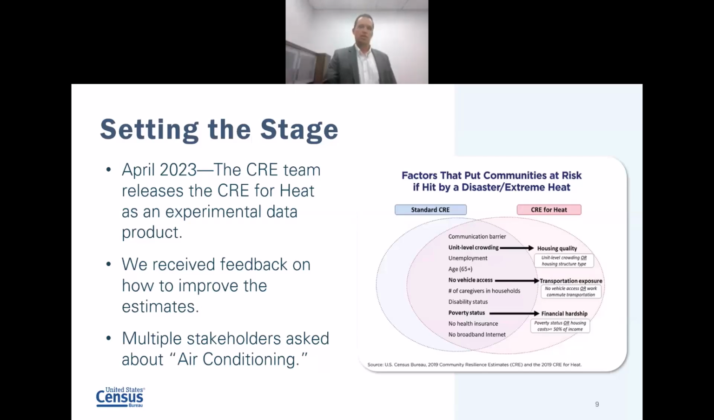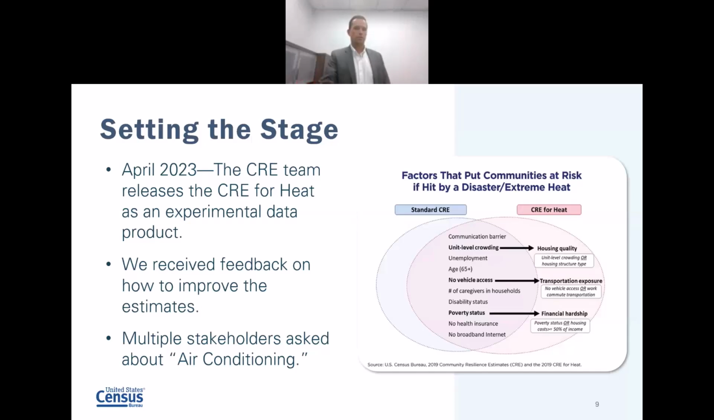So does someone not have vehicle access in their home, or do they commute to work in a way that would expose them to extreme heat? We also adjusted our poverty status component to be a financial hardship measure. So we not only looked at poverty status, but we also looked at, does the household have high housing costs, where the housing costs are more than 50% of the household income.